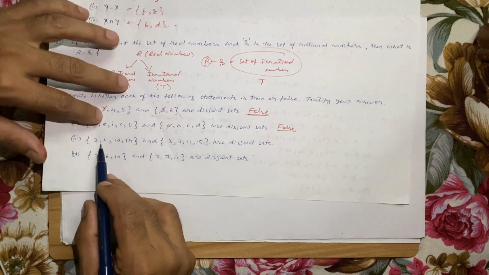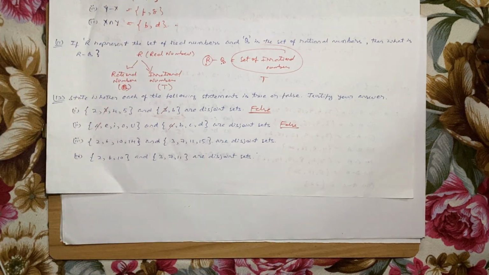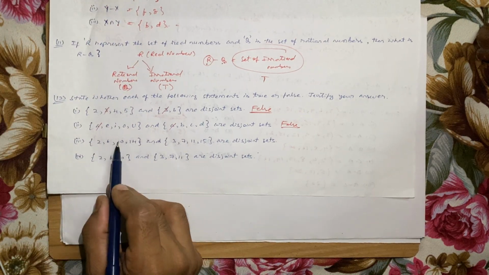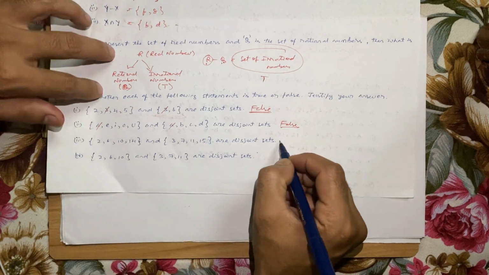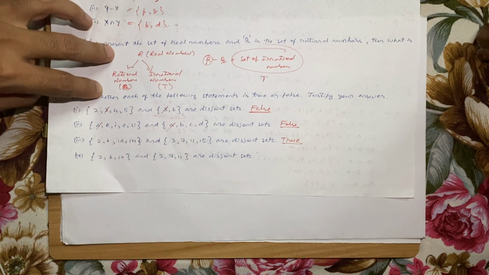Next one, 2, 6, 10, and 14. Here 3, 7, 11, and 15 are disjoint sets. Let's check. 2 is not there, 6 is not there, 10 is not there, 14 is not there. So yes, these two sets are disjoint sets. They have no elements in common. So this is true.